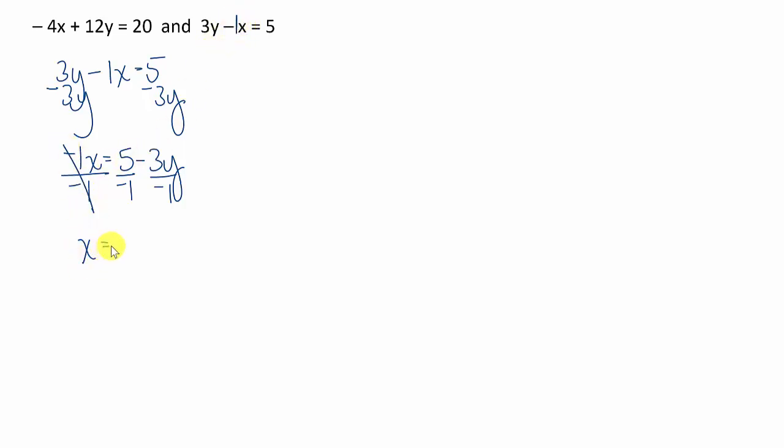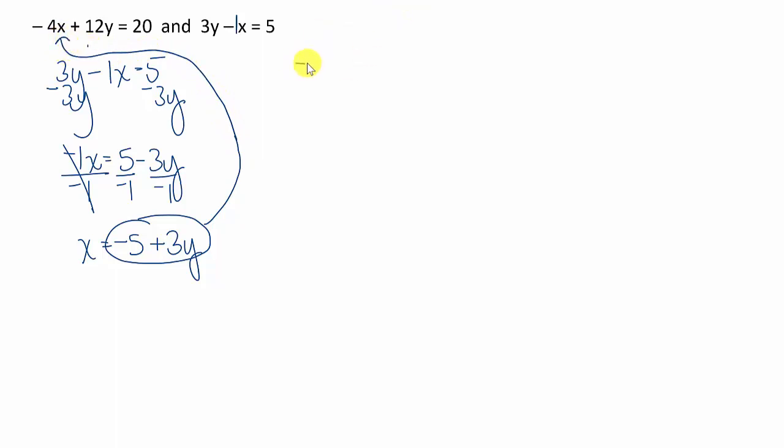So I have x equals 5 divided by -1 is -5. -3 divided by -1 is +3, and then I have the y there. So x is equal to -5 plus 3y, which can go into my x value. I'm going to take this over here because this is the equation we didn't use. So that's going to be -4, and then in parentheses, I'm going to have the -5 plus 3y. I have to remember to write everything else down. So I have plus 12y equals 20.